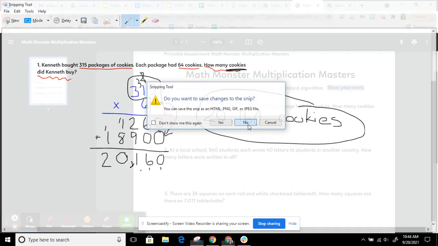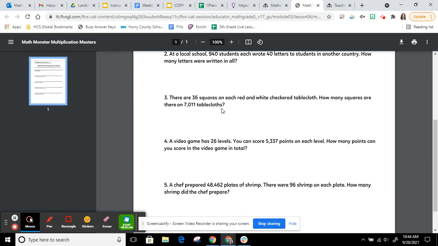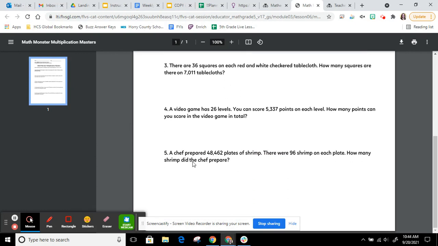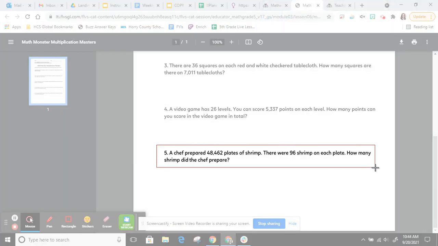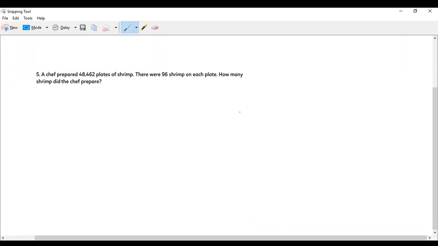Let's look at another problem. So that was number 1. Let's move down. Let's do number 5. I'm going to go ahead and screenshot number 5. All right, so for number 5, it says a chef prepared 48,462 plates of shrimp. There were 96 shrimp on each plate. How many shrimp did the chef prepare?